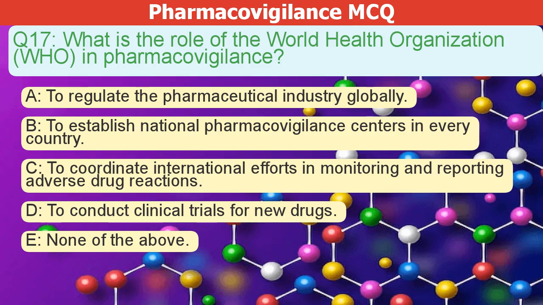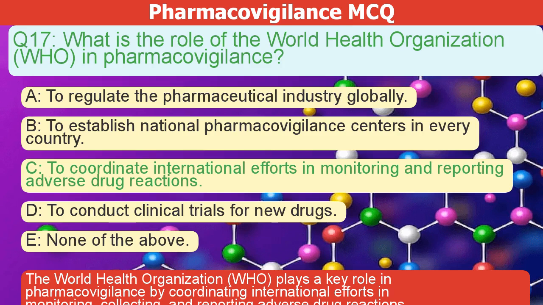What is the role of the World Health Organization, or WHO, in pharmacovigilance? A. To regulate the pharmaceutical industry globally. B. To establish national pharmacovigilance centers in every country. C. To coordinate international efforts in monitoring and reporting adverse drug reactions. D. To conduct clinical trials for new drugs. E. None of the above.